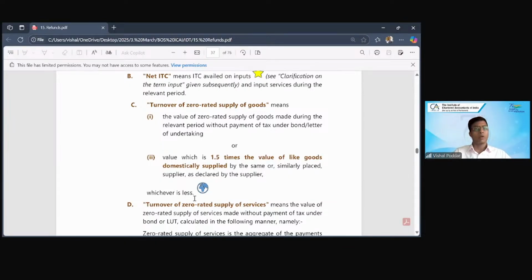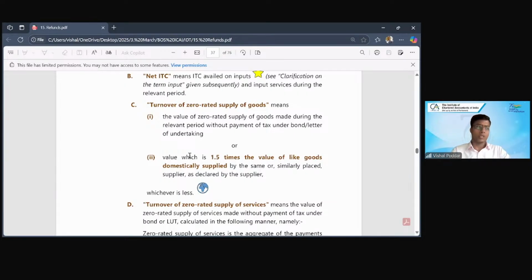So effectively what they're trying to say is that two values you have to compare and take whichever is lower. One is the actual value of supply, which is the export. So in short, what you are showing on your export invoice. Two, if same goods are being sold within India, that is domestically, take that value and multiply that value by 1.5 times. So your domestic value multiplied by 1.5. This is the second value.